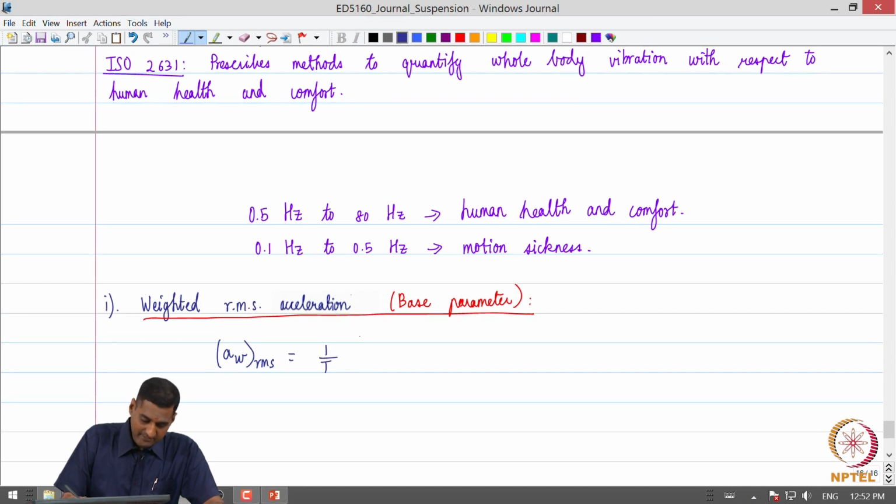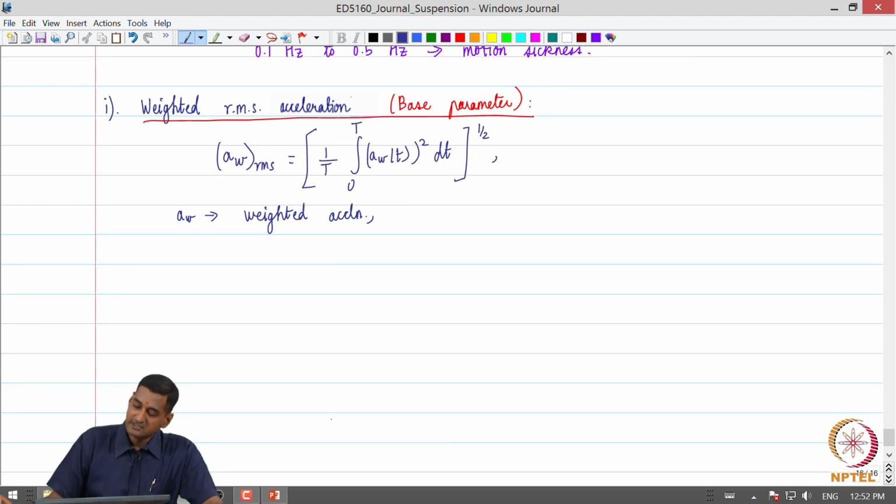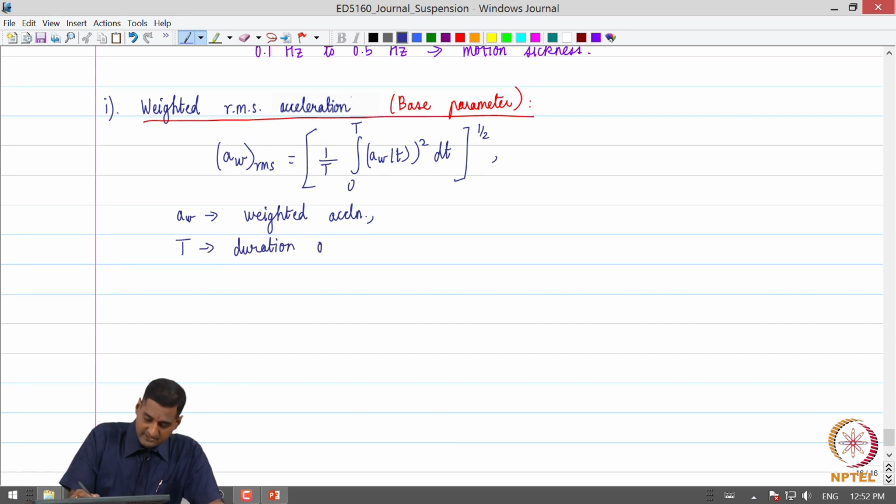So, over a time period of observation capital T, this is represented according to this form. Okay. So, where this AW is a weighted acceleration, typically what is called frequency weighting is done to get this AW, and capital T indicates the duration of measurement.